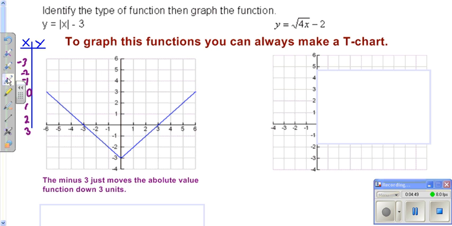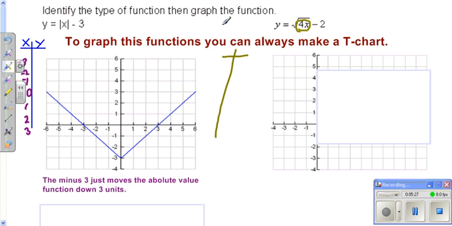Now here, on this one on the right, most of you are going to recognize that that pink thing is a square root. So you need to have a square root function as your parent function. So we're going to have a square root function here. The question is, what's it going to look like? Well, we know we can't use negatives here. So only what's on the inside has to be positive or zero. So when you make your t-chart, you can't have negatives.